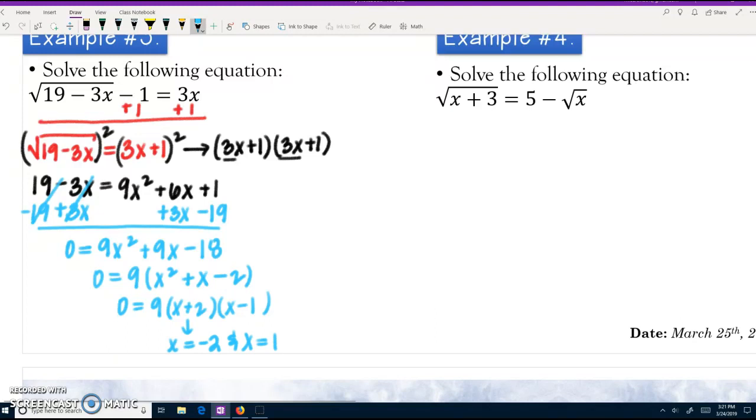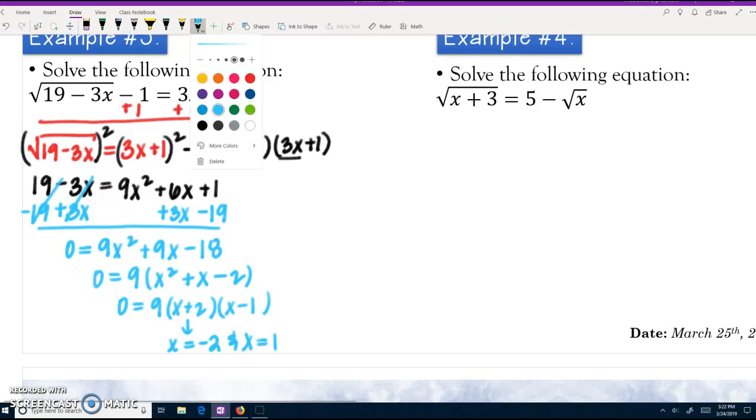Unfortunately, we are not quite done at that point because what we need to do is plug both expressions back in. So we need to plug the negative 2 and the 1 back into our original equation. So grab your calculator and start off by plugging in the negative 2. So if you take 19 minus 3 times negative 2, and you take the square root of that and subtract 1, that is a different result than what you get if you plug negative 2 on the right-hand side.